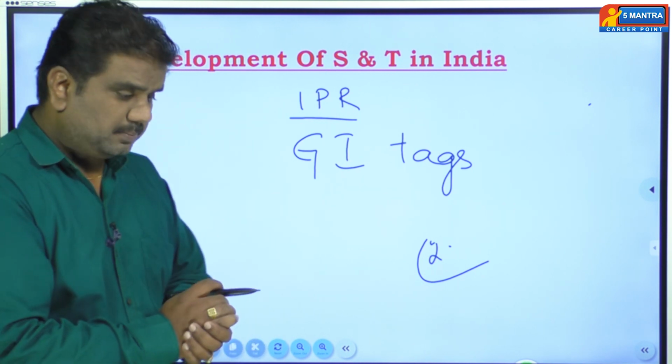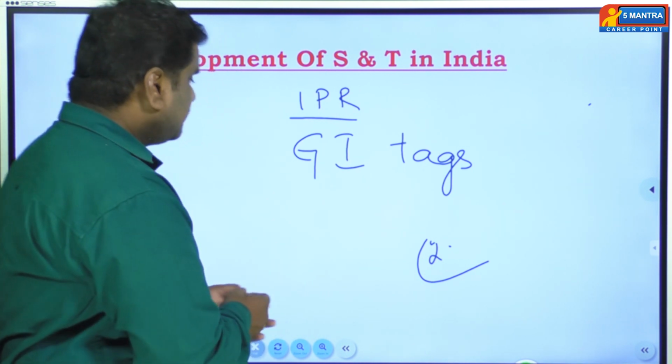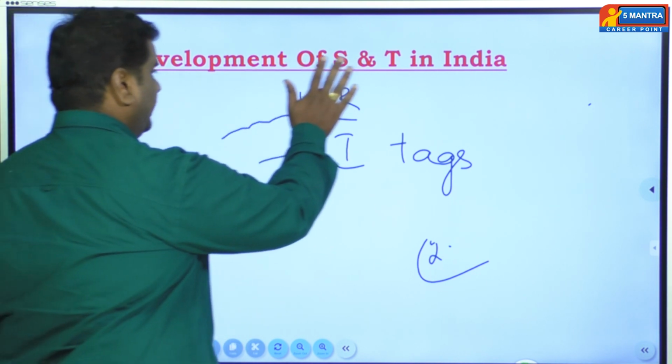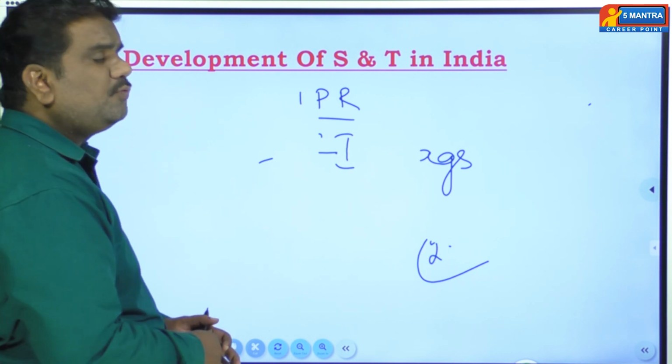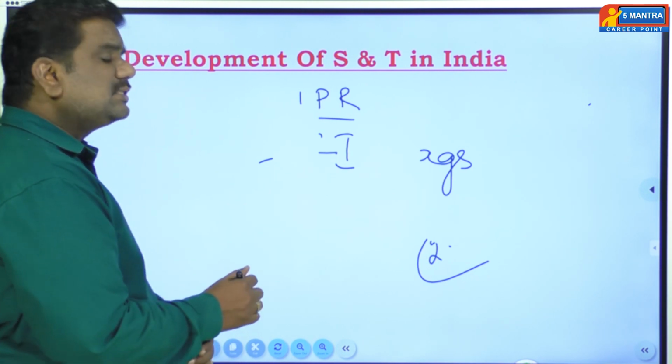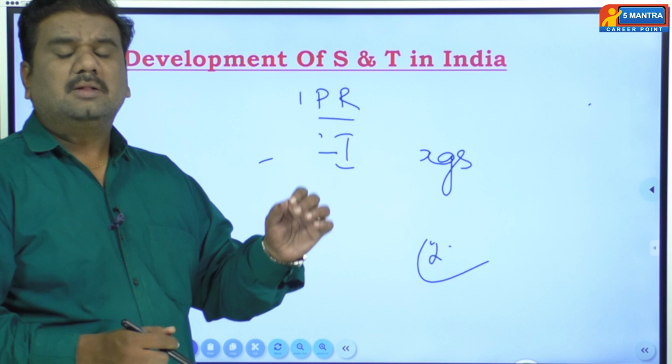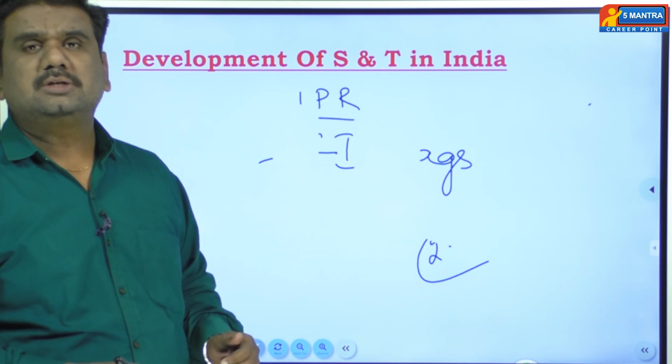And at the same time, after intellectual property rights, we need to focus on the different schemes that have been launched by the Department of Science and Technology.